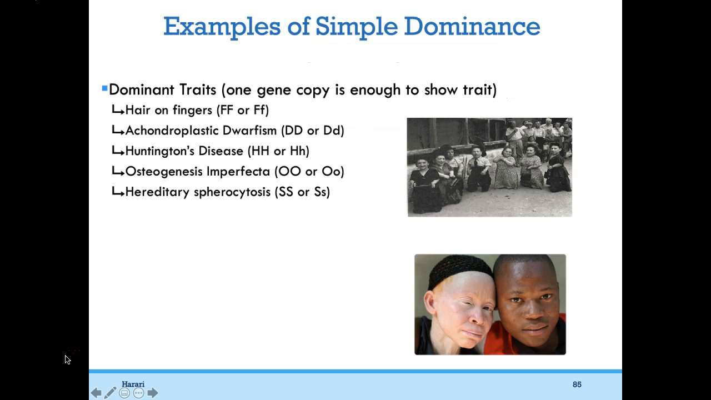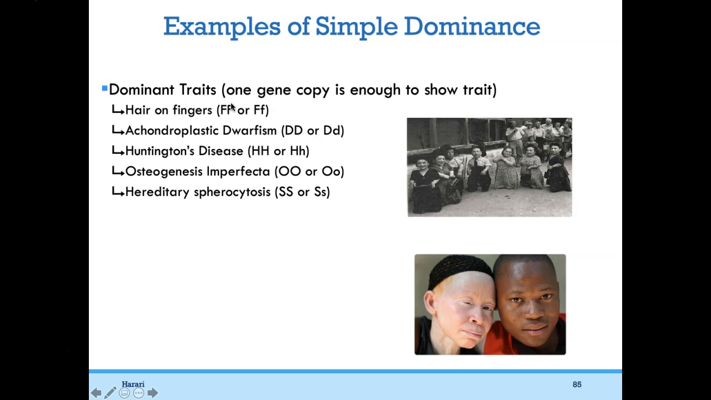So this is the case for a lot of traits in humans, but most traits are not this simple. Some simple dominant traits are like hair on your fingers. You only need one copy of the hairy finger gene, and then you're going to have hairy fingers. Dwarfism, Huntington's disease, osteogenesis imperfecta, hereditary spherocytosis. These are all diseases where having even one copy of the dominant allele is enough to show this trait. The only way that you would not show these traits is if you were homozygous recessive, like little f, little d, little h, etc.